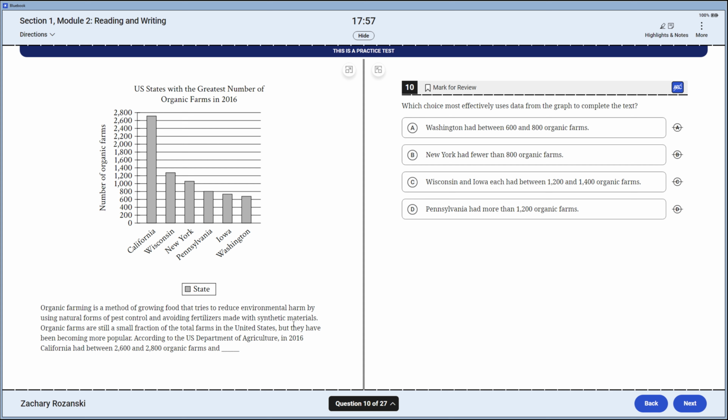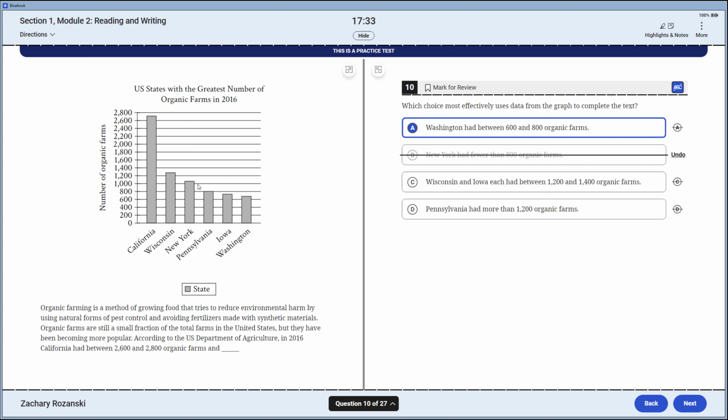I go to the final sentence. It says that in 2016, California had some stuff, and let's just try to eliminate some liars here. Washington had between 600 and 800. Washington is here, 600 and 800. That seems to be chill. New York had fewer than 800. No, that's a liar. Wisconsin and Iowa each, we'll start with Wisconsin, each had between 12 and 14.